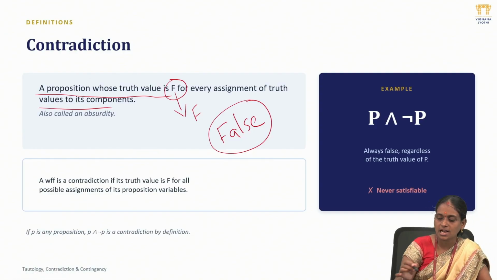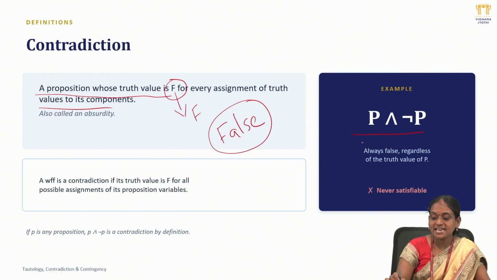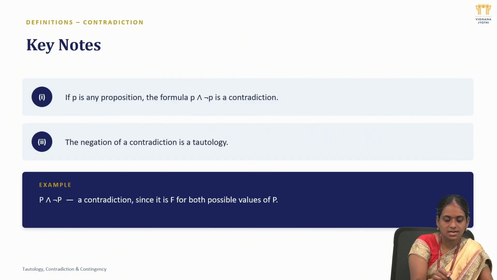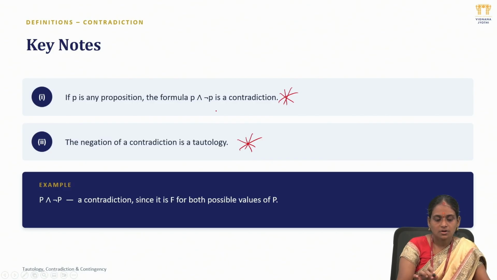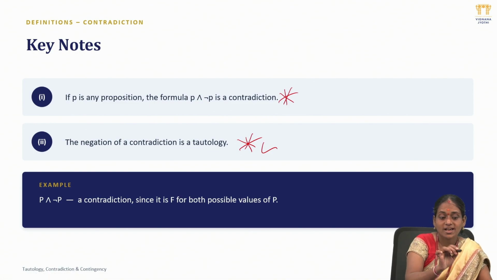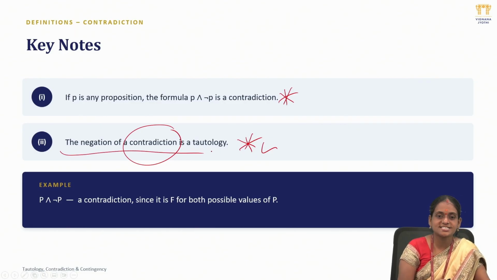Similar to the notes I gave for tautology: P or negation P is a tautology, and P and negation P is a contradiction. Similar to the tautology rules, here also P and negation P is always a contradiction. The negation of a contradiction is a tautology, whereas in the case of tautology, the conjunction of two tautologies is a tautology.